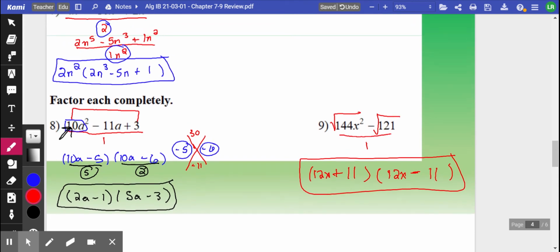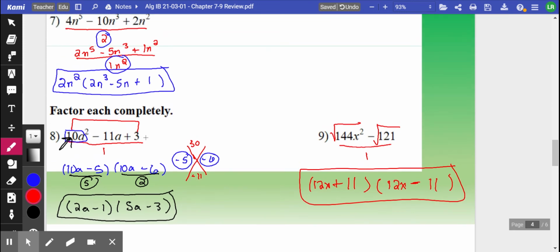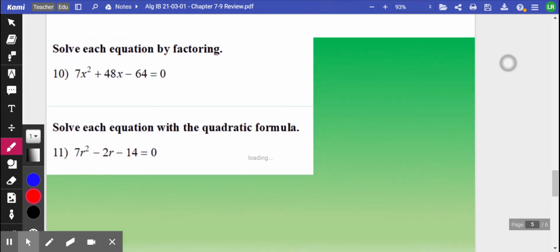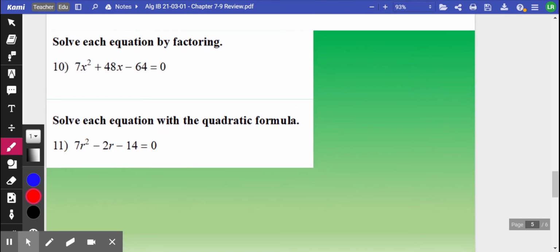Okay. One thing I do want you to recognize with these, they do not have equal signs. So that's why we are factoring, not solving. Okay. You can't use a quadratic formula. Okay. All right. Now, these last two do have equal signs. Okay. So we are solving these two.